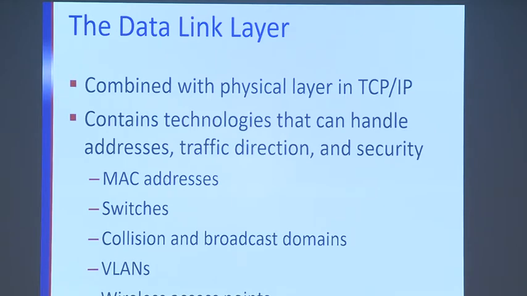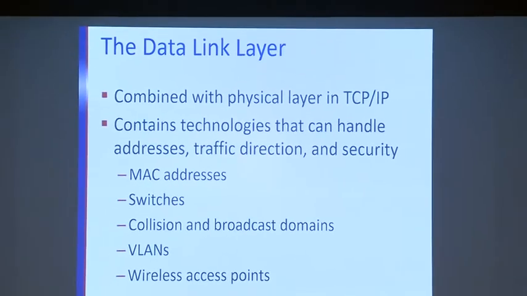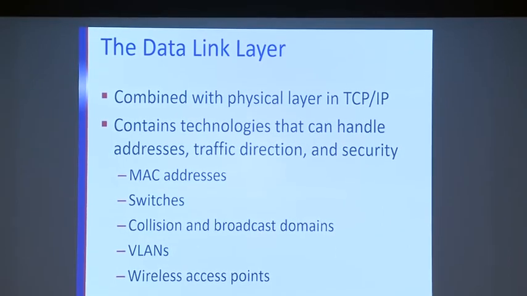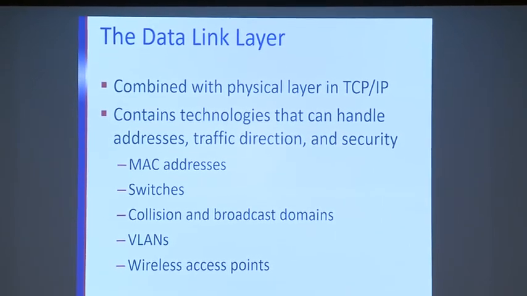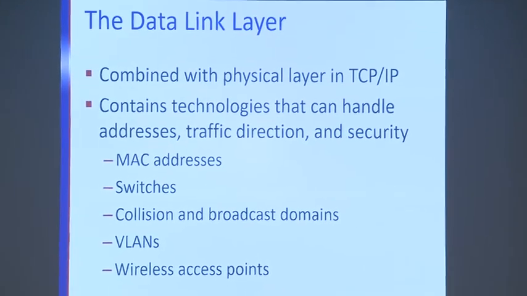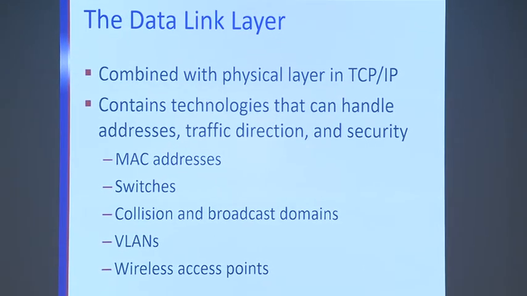We took a look at the data link layer, which contains the technologies that can handle addresses, traffic direction, and security. We talked about looking at MAC addresses on the switch. The switch has a CAM table and knows which port you're coming out of and what MAC address it's going to, and it redirects the traffic accordingly. Now, let's talk about a couple of other devices besides the switch. What was the predecessor to the switch?